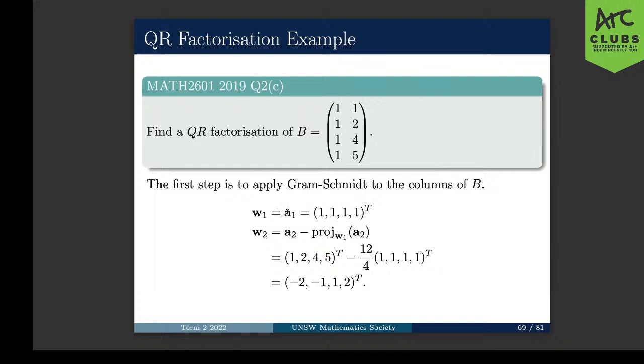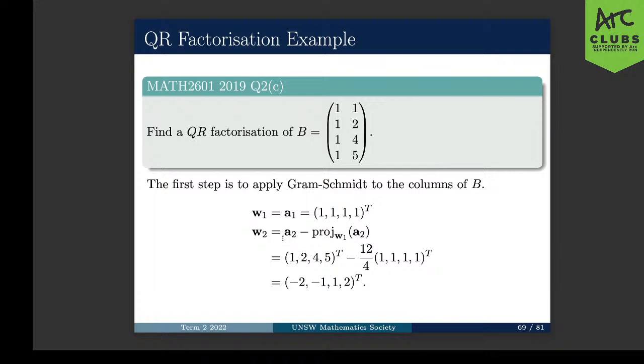W1, we just set it to the first vector. This is 1, 1, 1, 1. For the second one, we take the second column, like the second basis vector, and take away the projections of it, the projection of A2 onto the previous W vectors. And in this case, it's only W1.